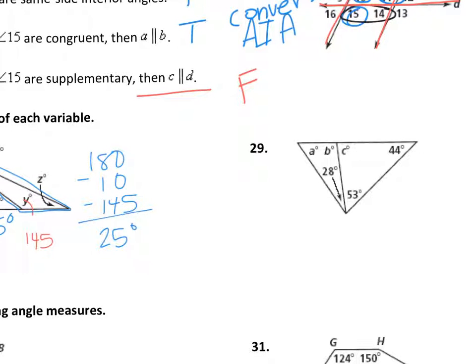And then 29, so we could figure out what C is by doing 180 minus 44 minus 53. So C is 83 degrees, which makes B 97 because these two add up to 180. So to figure out what A is, you do 180 minus 97 minus 28, which is 55. Because all three of these need to add up to 180.